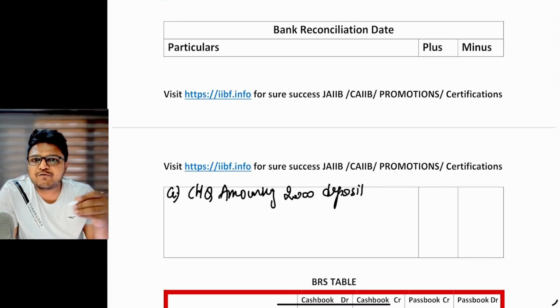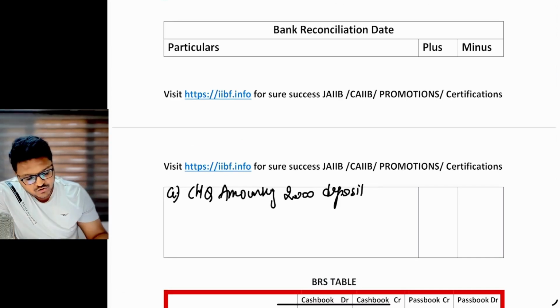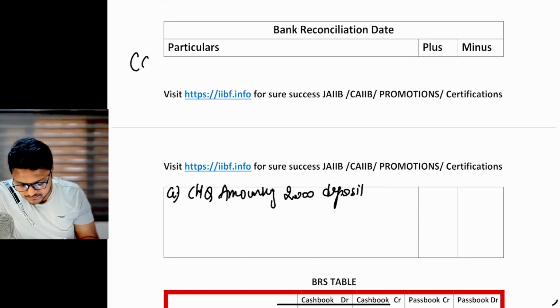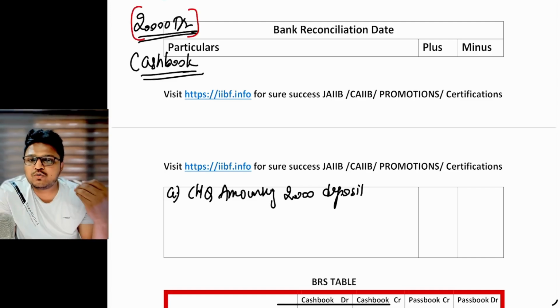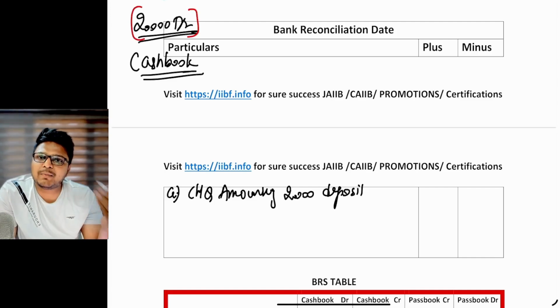Let's say I started from the cash book balance, so I'm having the cash book balance on the very top, and I'm basically leading toward the passbook balance. As I told you, the golden rule. Let's say we start with the cash book balance, which was 20,000 debit. This is the cash book balance, and I'm to find out the passbook balance.